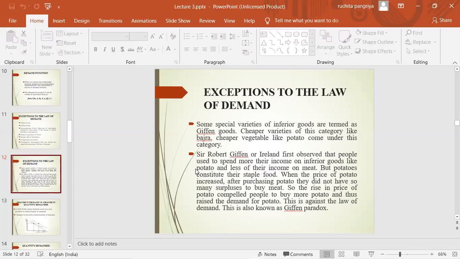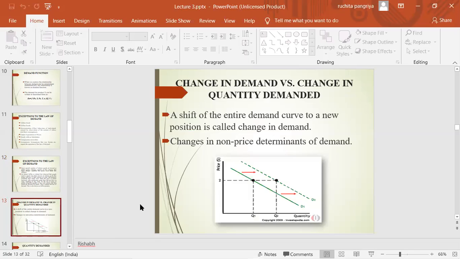Then what will they do? They will spend all their income to purchase potatoes. Otherwise, what will happen? Potatoes are expensive, they will consume less, so they will be hungry. So what will they do? Full portion of their income they will give for potatoes. So when the price of potatoes increases, the quantity demanded will also increase.